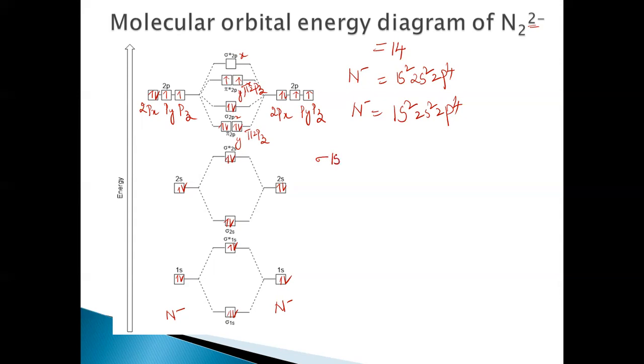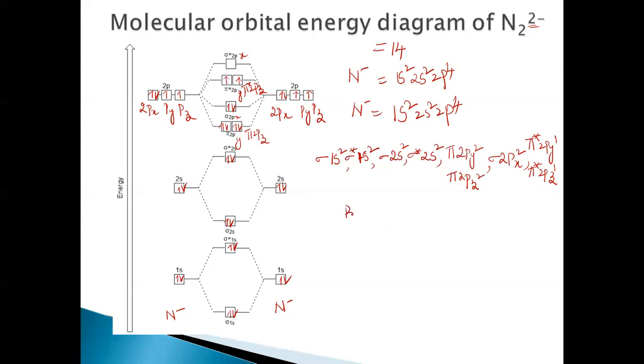So when I write the electronic configuration: sigma 1s2, sigma star 1s2, sigma 2s2, sigma star 2s2, then comes pi here, pi 2py2, pi 2pz2. Then comes sigma 2px2. Then comes pi star 2py1, half filled now, and pi star 2pz1. These two are half filled.